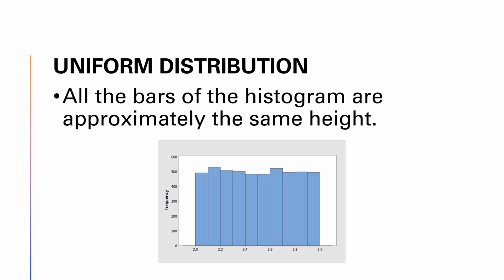The first distribution that we're going to be looking at today in this lesson is called the uniform distribution. In the uniform distribution, all the bars of your histogram are approximately the same height. You can see they're not all exactly the same height, but there's not one class that is significantly taller than the other ones. So all of these bars are approximately the same height. This tells us that the data are pretty equally spread out among the possible values.